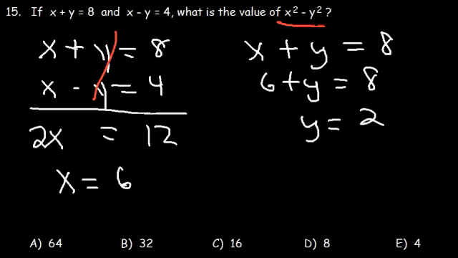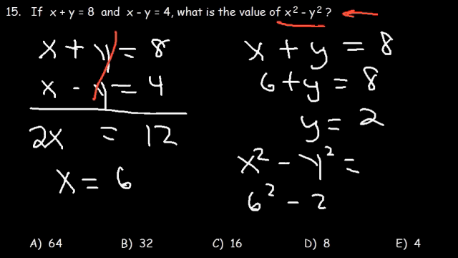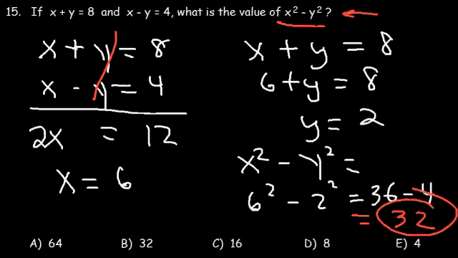So now we can plug x and y into this expression. So x squared minus y squared is equal to 6 squared minus 2 squared. 6 squared is 36, 2 squared is 4, and 36 minus 4 is equal to 32. And therefore B is the right answer for this problem.